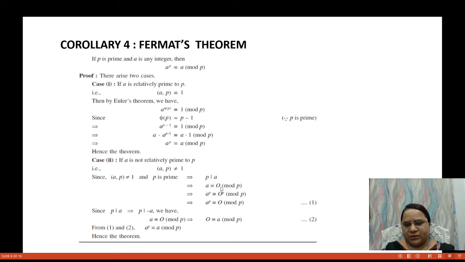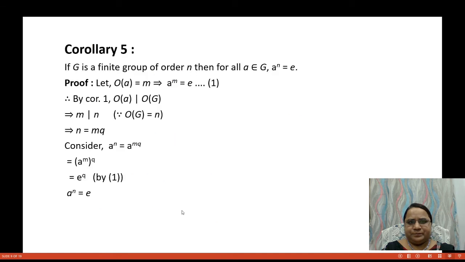So a is congruent to 0 mod p. So a raised to p is congruent to 0 raised to p mod p, which implies a raised to p is congruent to 0 mod p, calling this 1. Since p divides a, p can divide the negative of that also. So a is congruent to 0 mod p, or 0 is congruent to a mod p, calling this 2. From these two equations, a raised to p is congruent to a mod p, hence the theorem.